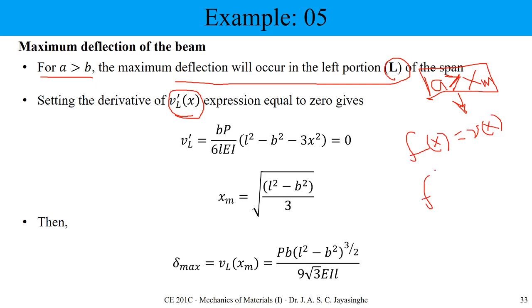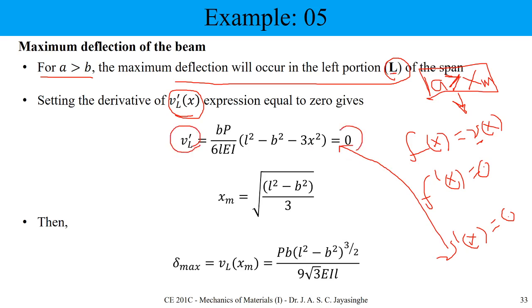Then what you need to do is set f(x) equal to 0. So that means we need to find f'(x) equal to 0. f'(x) is directly the rotation, so the rotation is going to equal 0. And be careful, we are working with the left side, so you need to find the left side equation, set it equal to 0, and you will end up with x_m at that time equal to this much.